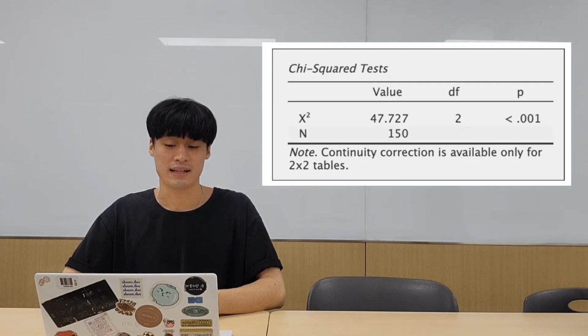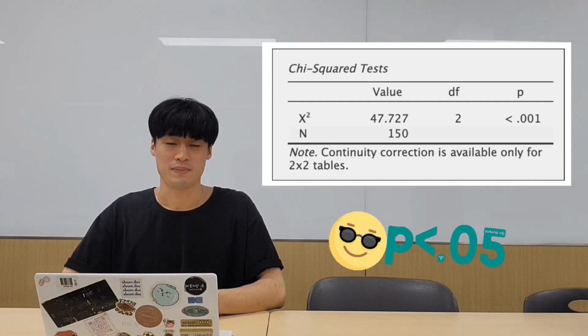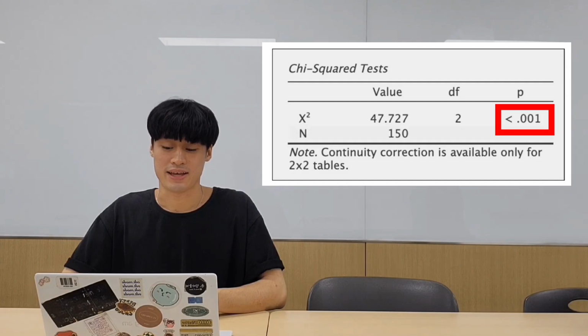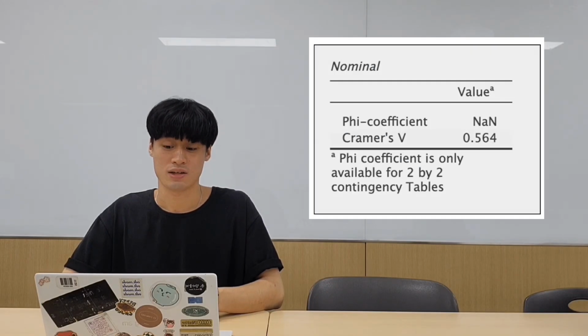First, the p-value tells us whether the result is statistically significant. If it's below 0.05, we can say the difference is unlikely to be due to chance. In our case, the p-value is less than 0.001, which means the difference is statistically significant, not just random. Next, Cramer's V shows the strength of the relationship, called effect size. Our value is 0.564, which indicates a strong association between store type and our pronunciation.